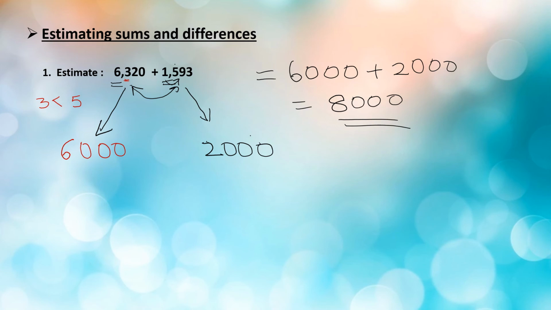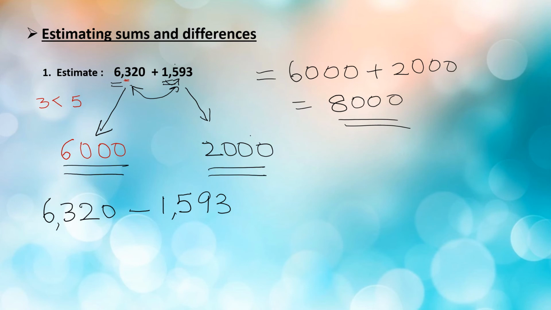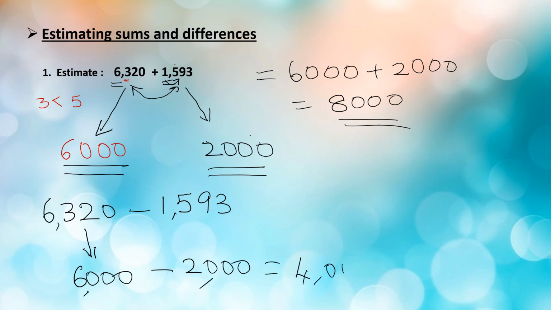Okay. The same thing is applicable if you are asked to find the difference of 6,320 and 1,593. So again you will use the same method of rounding. 6,320 will be rounded to 6,000 and 1,593 will be rounded to 2,000 and your answer will be 4,000. Okay.